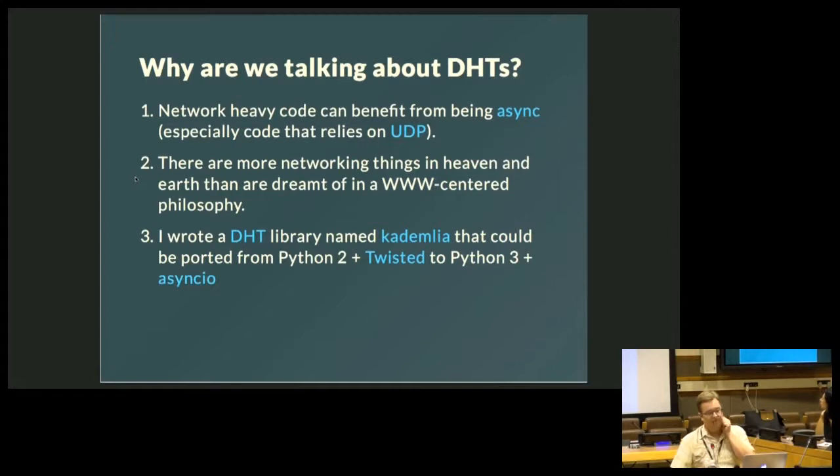So why are we talking about DHTs? Well, first of all, network-heavy code can really benefit from being asynchronous. And in a little bit, I'll talk about what that means and how you can use it, but especially code that relies on UDP. And most of the examples that I gave earlier all rely on UDP for the distributed hash table. And that's just because it's a lot less expensive in terms of network overhead. So you can send a message, and then you may or may not.